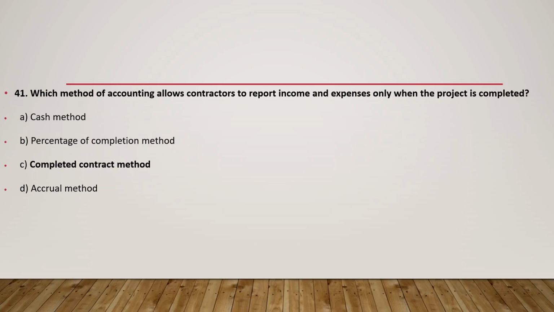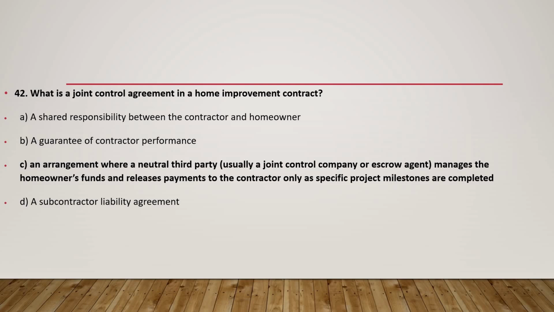41. Which method of accounting allows contractors to report income and expenses only when the project is completed? C. Completed contract method. 42. What is a joint control agreement in a home improvement contract? C. An arrangement where a neutral third party, usually a joint control company or escrow agent, manages the homeowner's funds and releases payments to the contractor only as specific project milestones are completed.